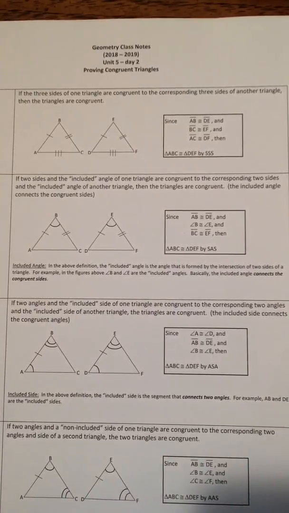So today's notes are about 4 different postulates, and all 4 of these postulates actually prove that triangles are congruent. The first one is called side, side, side. The second one is side, angle, side. The third one is angle, side, angle. And the fourth is angle, angle, side. There are others that you try to put together, but these are the 4 that actually show congruence.